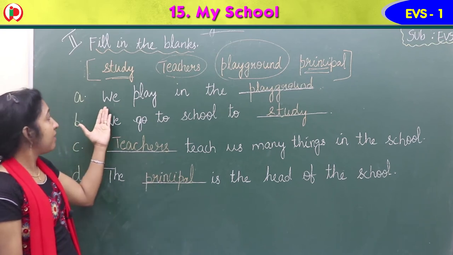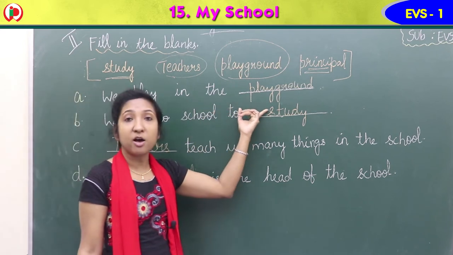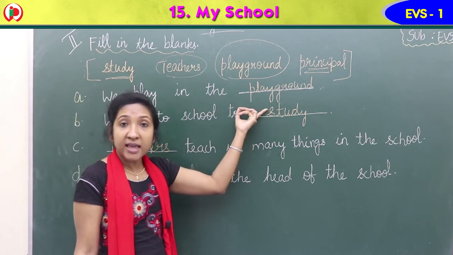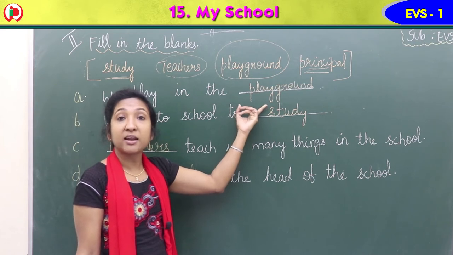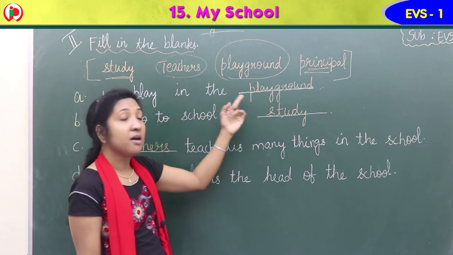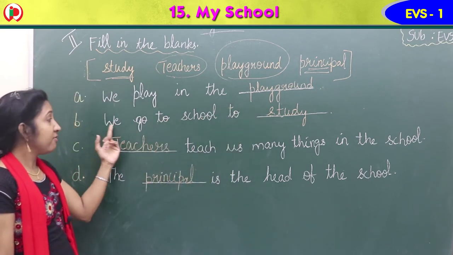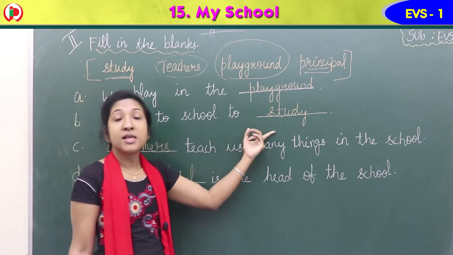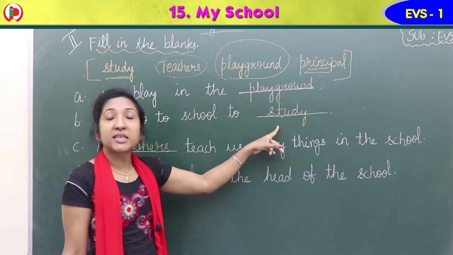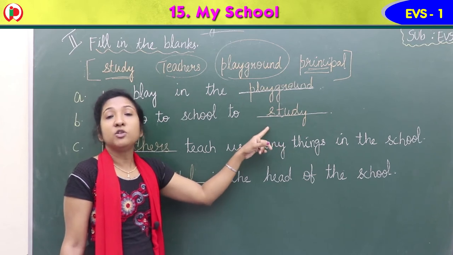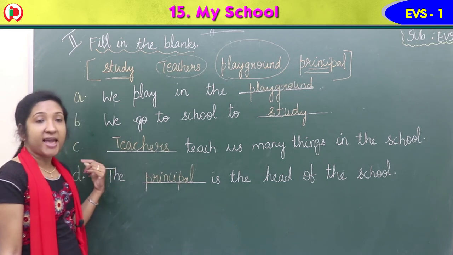So first fill in the blanks. A, we play in the playground. P-L-A-Y-G-R-O-U-N-D, playground. We play in the playground. B, second one. We go to school to study. S-T-U-D-Y, study. We go to school to study.